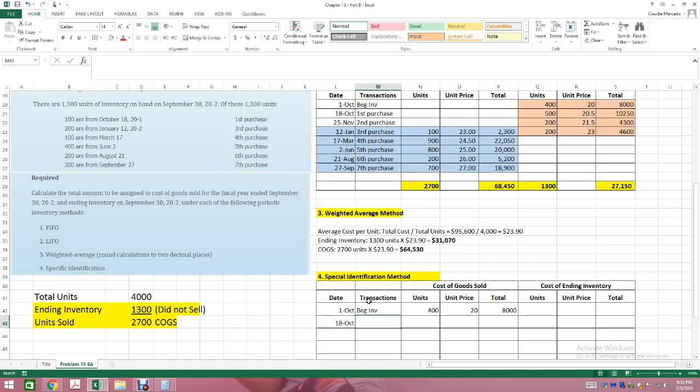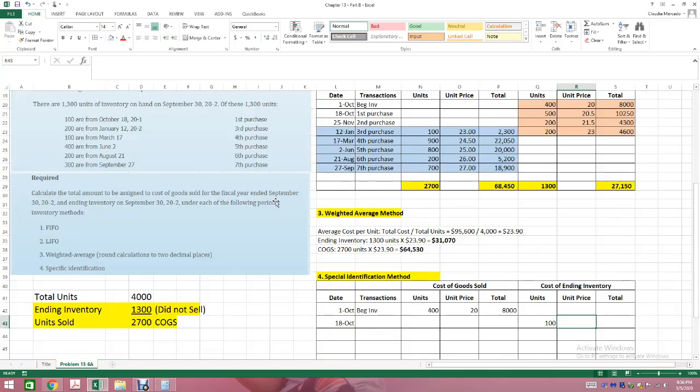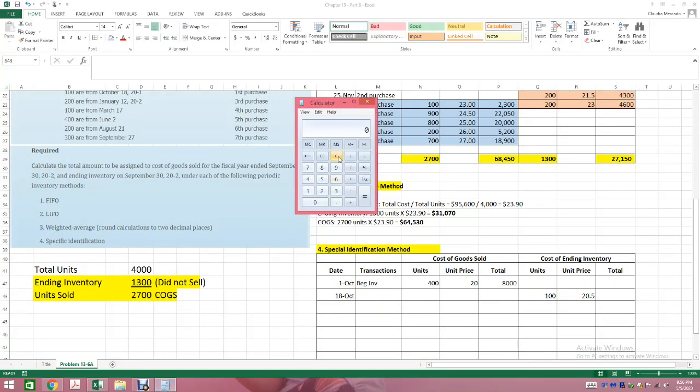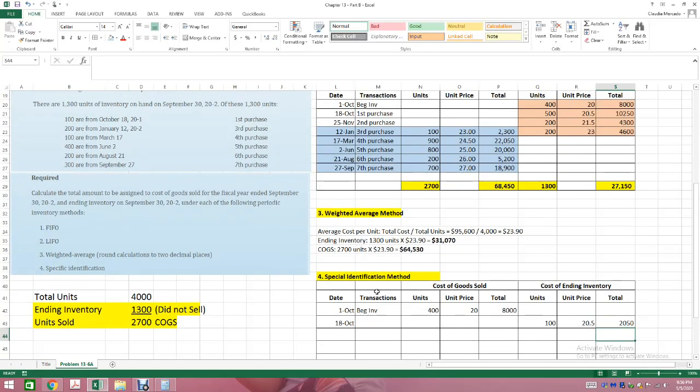October 18th. If you did not sell it, then that goes under cost of ending inventory. And they're telling you that you have 100 that were not sold. Okay? And the unit price is $20.50. So let me get my calculator. 100 times 20.50, that's going to be $2,050. So they're telling you here, this is what you have remaining, 100 units from October 18th.